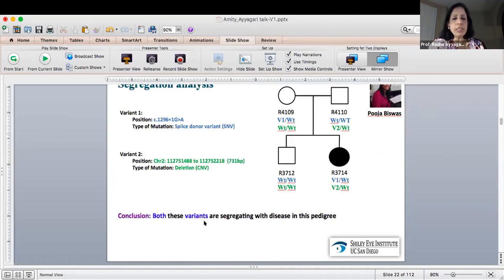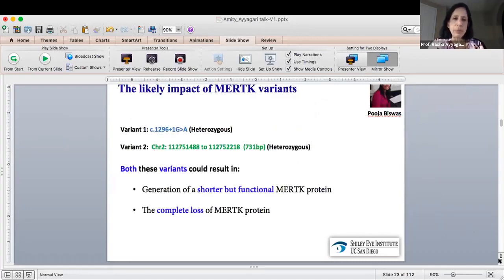Here both these variants are segregating with the disease. Hence it is likely that they may be the underlying cause of disease in this particular pedigree. That is the assumption at this point. But we need to make sure how these mutations could lead to pathology. What is the likely impact of mutations in this particular gene?